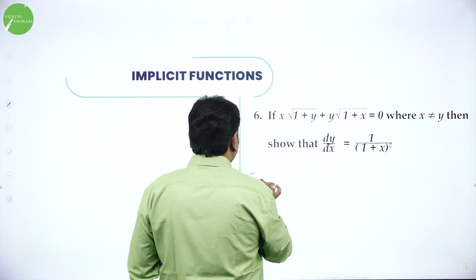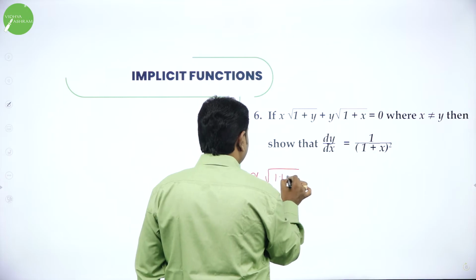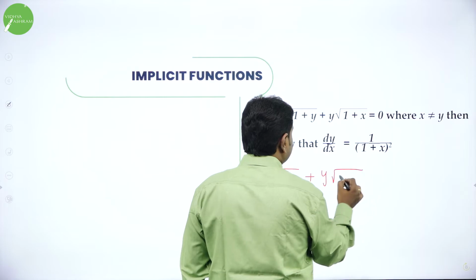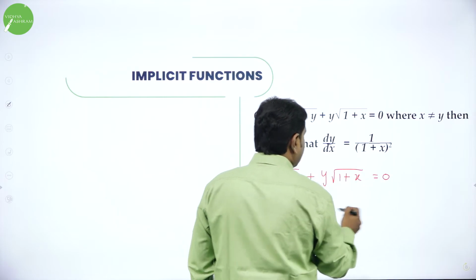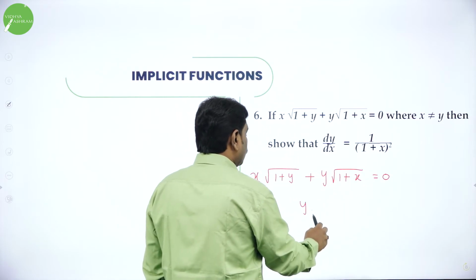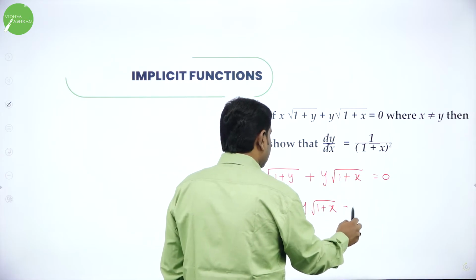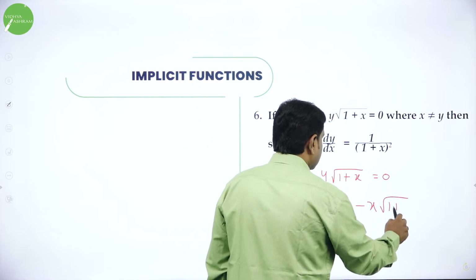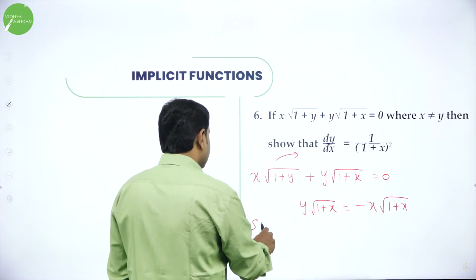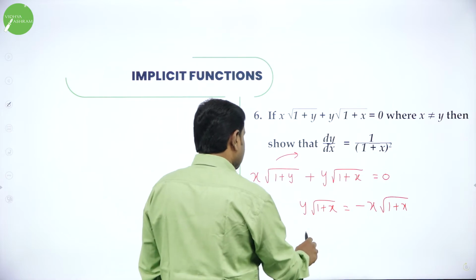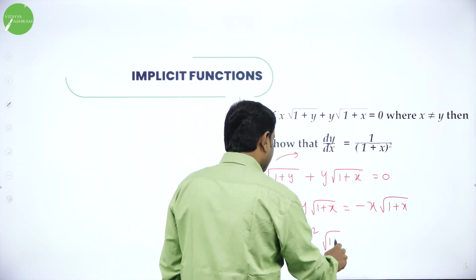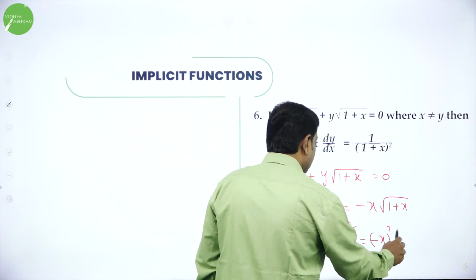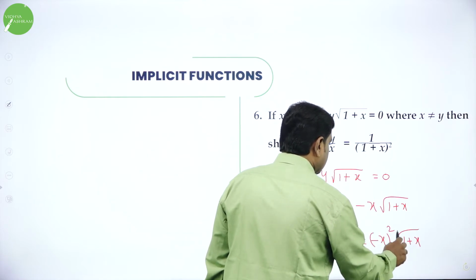So what I will do, I have x into root of 1 plus y plus y into root of 1 plus x is 0. I will rearrange. I will take y into root of 1 plus x is equal to, transfer this to RHS, so it will become minus x into root of 1 plus y. I will square on both sides. Squaring on both sides, LHS becomes y square into root of 1 plus x the whole square, RHS becomes minus x square into root of 1 plus y the whole square. Can I write like this?